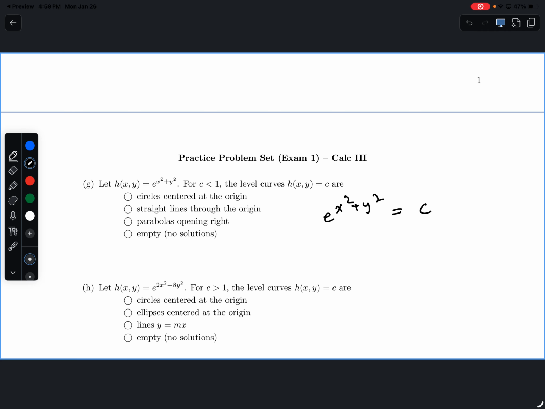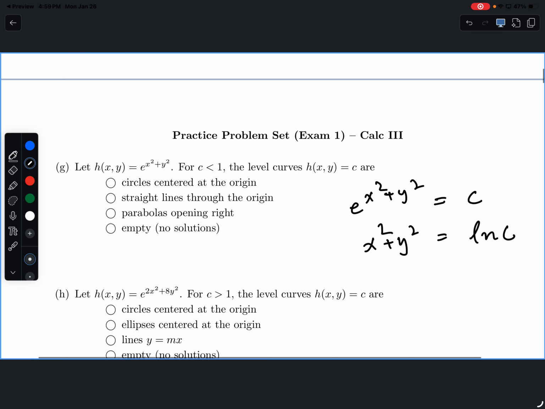You take ln on both sides. If you take ln on both sides, the left hand side would be x square plus y square, if you know some properties of logarithms. The right hand side becomes natural log of c. That's why there's a restriction that c is less than 1. What happens if c is less than 1 here? What is the natural log of something which is less than 1?